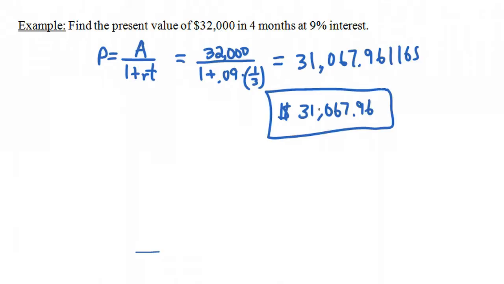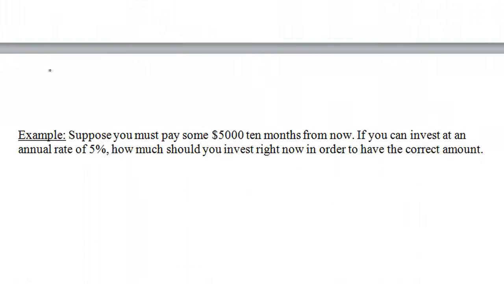So in other words, $31,067.96 right now is equivalent in some sense. If you get 9% interest, it's equivalent to having $32,000 4 months from now. So $32,000 4 months from now is equivalent, if you're getting a 9% interest rate, to this amount of money right now. This is the present value of that future amount of money.